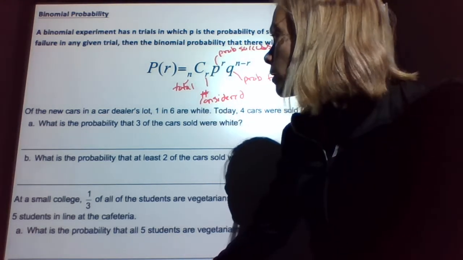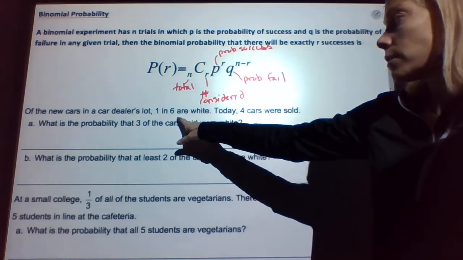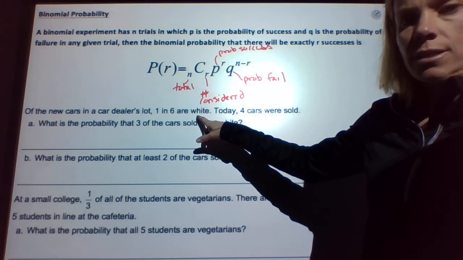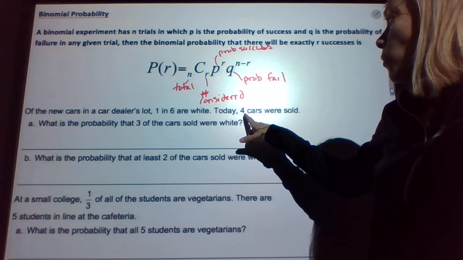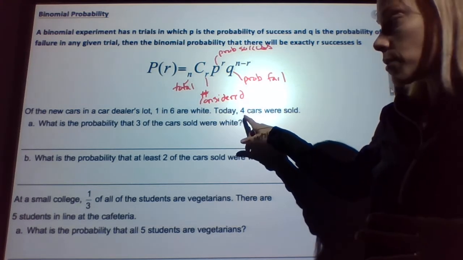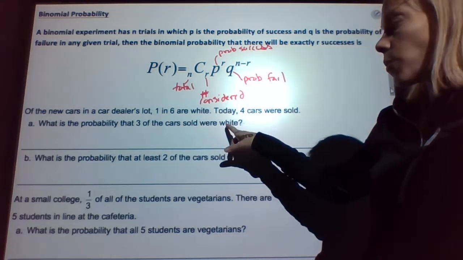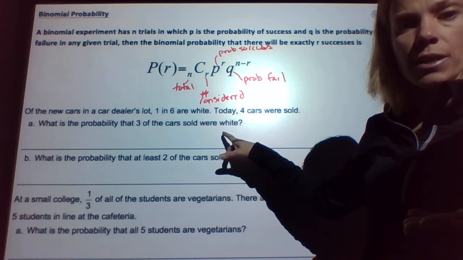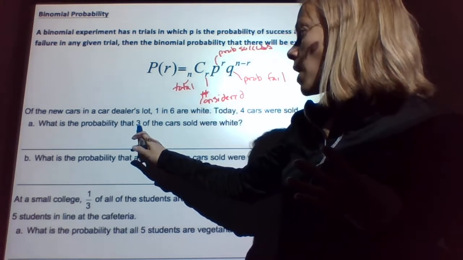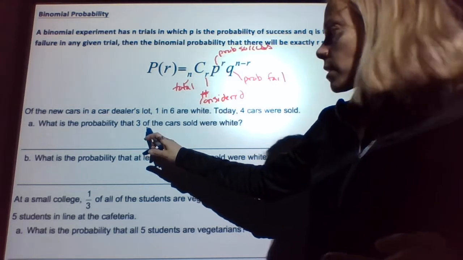Okay, so let's try this. Example: of the new cars in a car dealer's lot, 1 in 6 are white. There's our probability, 1 in 6 are white. Today, 4 cars were sold. That's our n, 4 total cars. What is the probability that 3 of the cars sold were white? That sets up our combination. We have 4 cars, and we want to know the probability that 3 of those 4 cars sold were white.